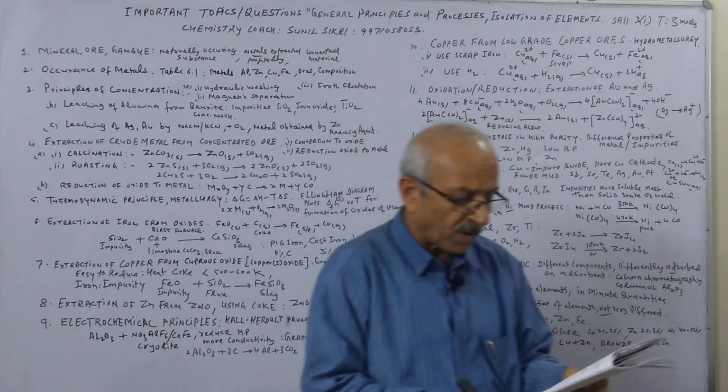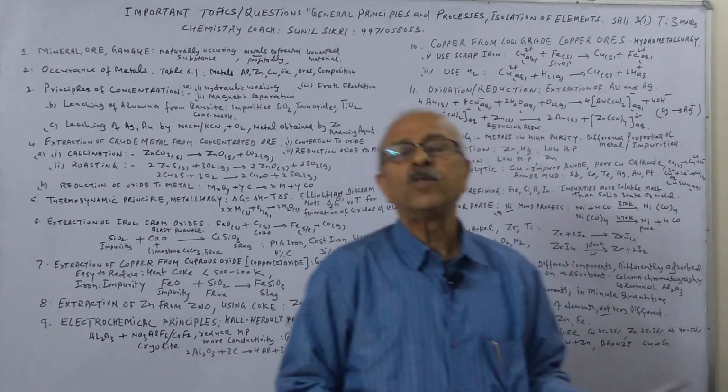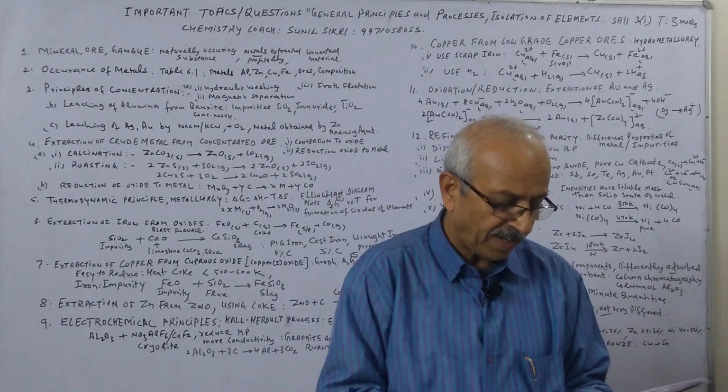Why does solidified copper obtained have a blister appearance? This is due to the presence of sulfur dioxide gas in it.